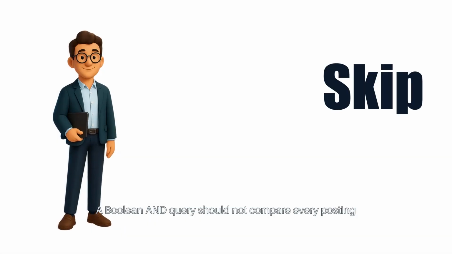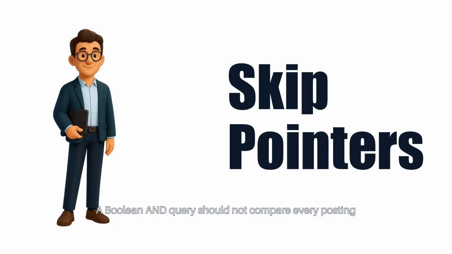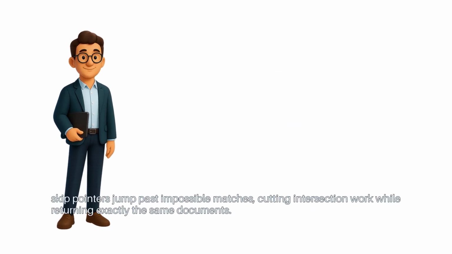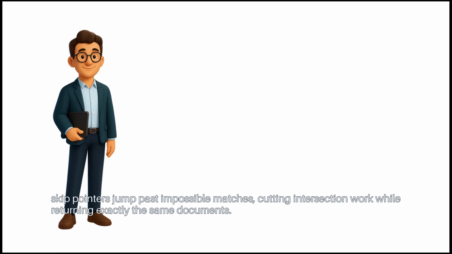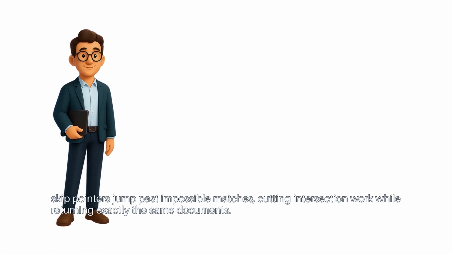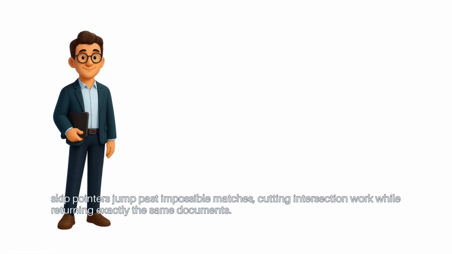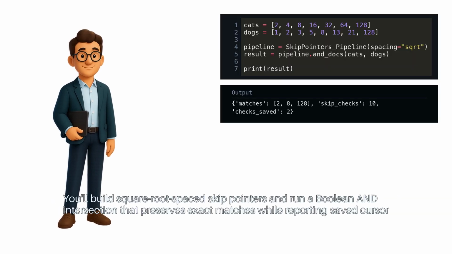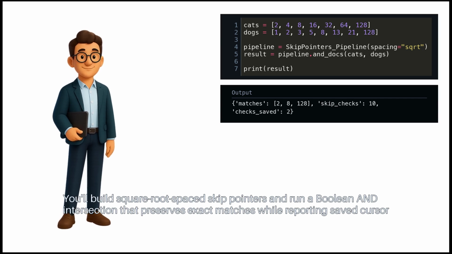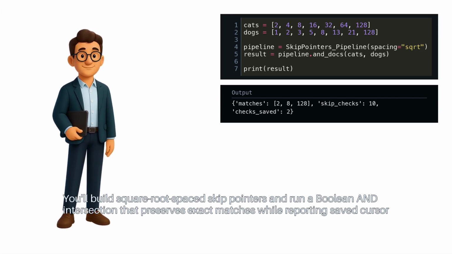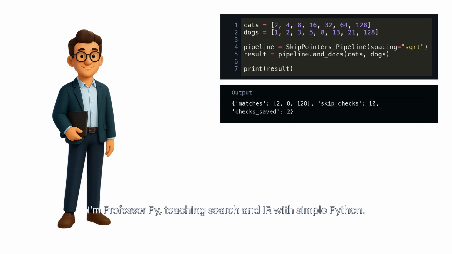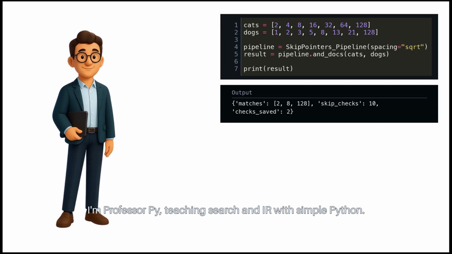A Boolean AND query should not compare every posting. Skip pointers jump past impossible matches, cutting intersection work while returning exactly the same documents. You'll build square root spaced skip pointers and run a Boolean AND intersection that preserves exact matches while reporting saved cursor checks. I'm Professor Pi, teaching search and IR with simple Python.